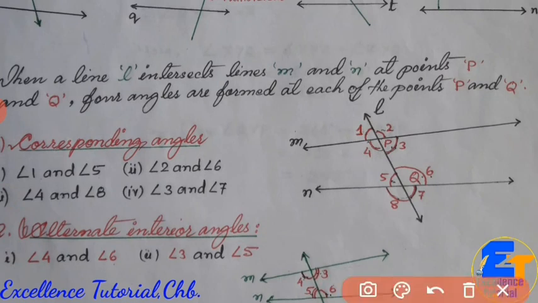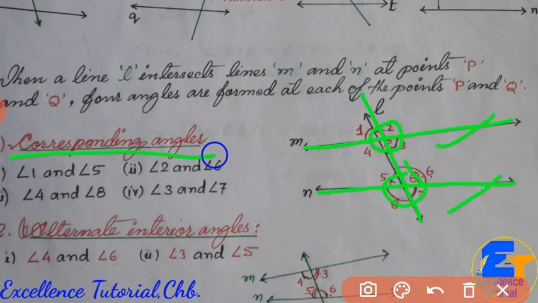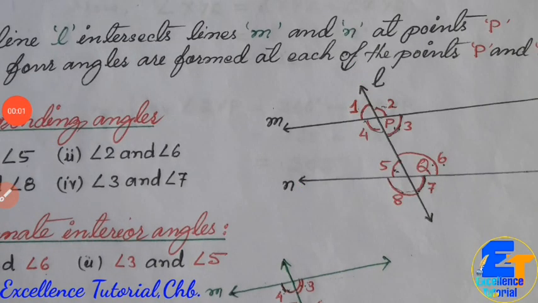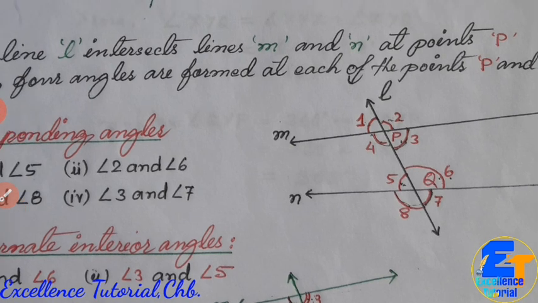Corresponding angles. See, for this case you can see here two straight lines, line M and line N. You can see M and N are intersected by a third line, this third line L, which is termed the transversal. So you can see this transversal is intersecting two lines, line M and line N, at two points, at this point and at this point. On each point four angles are formed. So our topic is corresponding angles. How can we identify a corresponding angle?